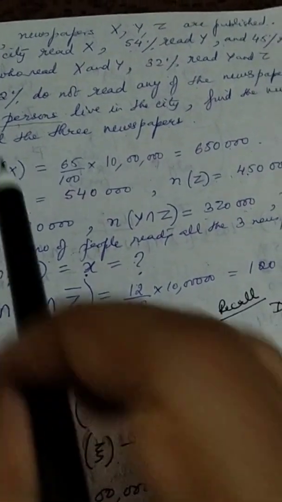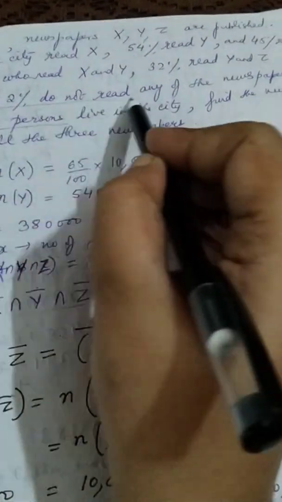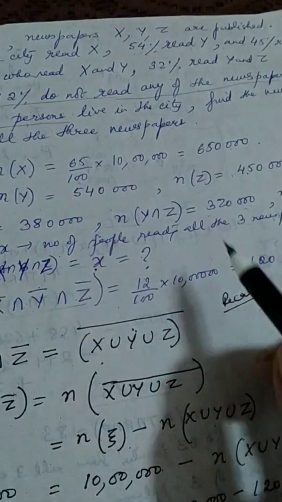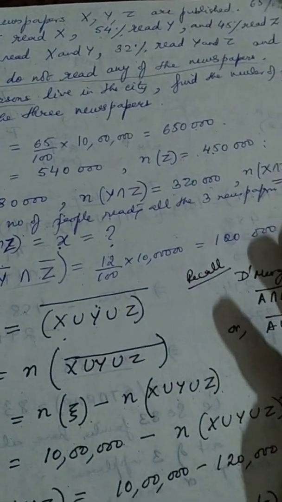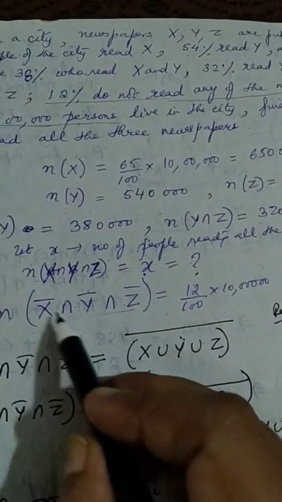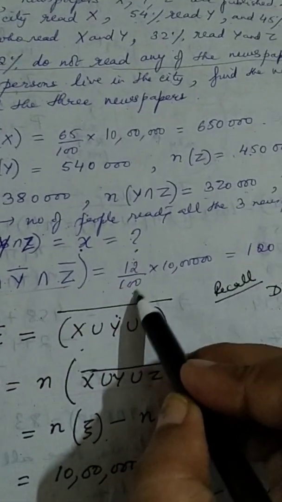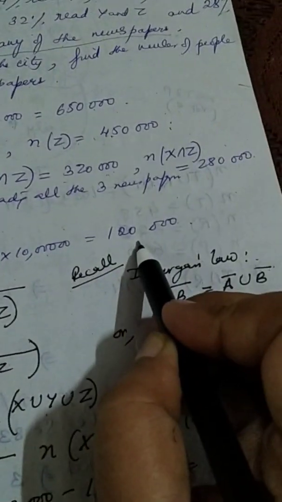Something else is given: 12% do not read any of the newspapers. What does it mean? These 12% people neither read X, nor Y, nor Z. So it gives me the cardinal number of X bar intersection Y bar intersection Z bar, which is 12% of 10 lakhs, which is this.